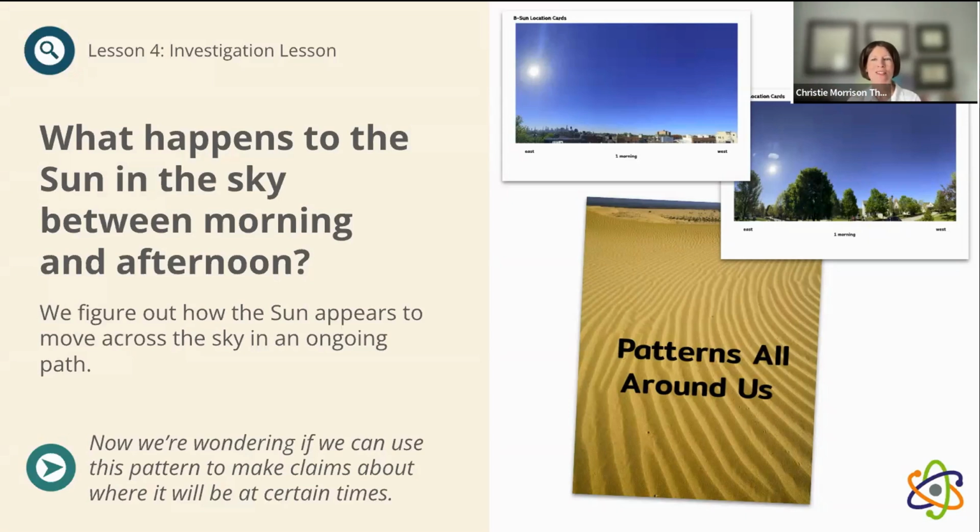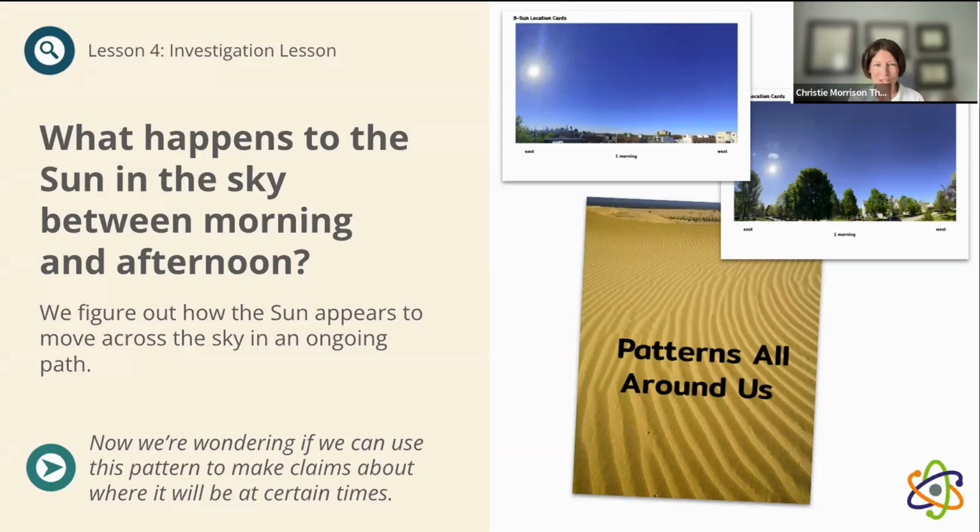We figure out that the sun's changing locations in the sky repeat over and over again on different days and in different places. The sun is lowest and farthest east in the morning. In the late morning, the sun is in between its morning and midday locations. It is highest and in the middle at midday. In the early afternoon, it's in between midday and afternoon, and the sun is lowest and farthest west in the afternoon. We're still wondering, though, about the sun in between those observations.